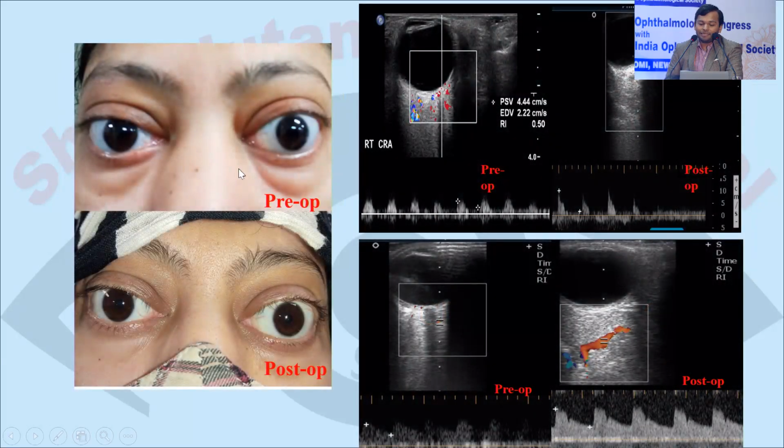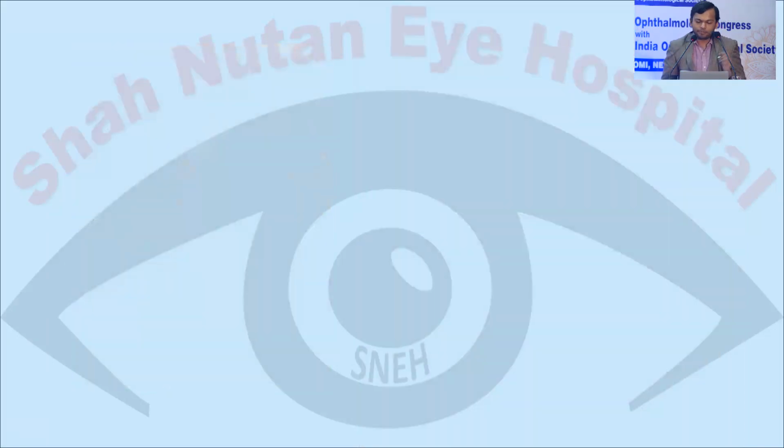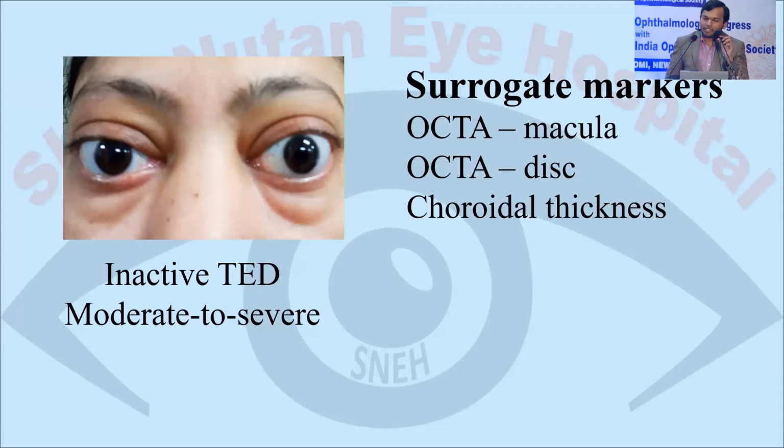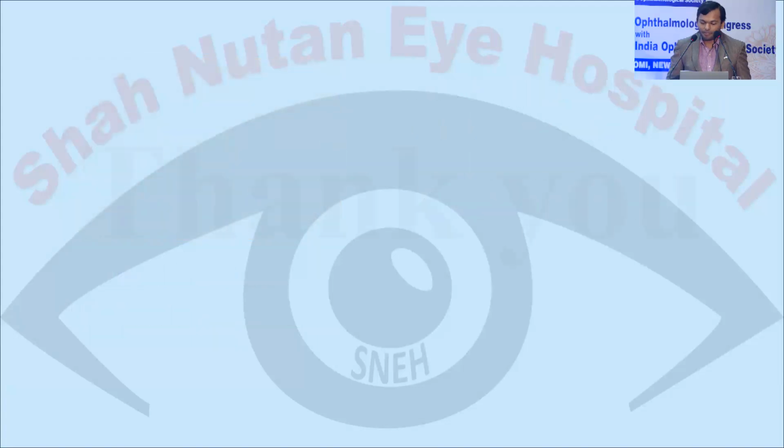And this is the patient who underwent decompression surgery, and we can see the improvement in the orbital blood flow in the central retinal artery before and after surgery, and in the ophthalmic artery before and after surgery. So this is a new modality of investigation for thyroid eye disease where orbital perfusion can help us guide our interventions. And some surrogate markers when orbital color Doppler is not available would be OCTA macula and OCTA disc, to have an indirect evaluation of what is the blood flow status for the orbit and the globe. Thank you.